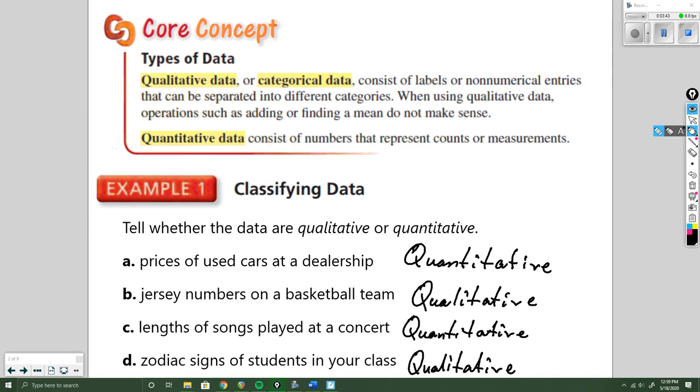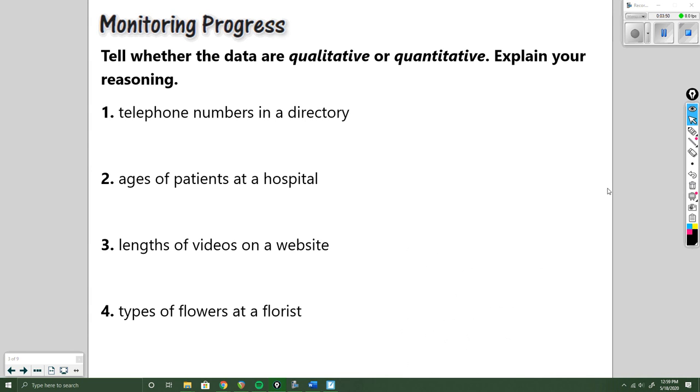All right, so let's move on now. I'm just going to hit on a couple more of these, and we're going to skip some. So we're going to skip all of these except for the first one here, telephone numbers in a directory, because this is a most often missed question. So if you have a telephone number, it is a number, but it's not a measurement of anything. It's not like it's a measurement of how long it takes for the call to be sent out. It's just assigned to you, so that is qualitative.